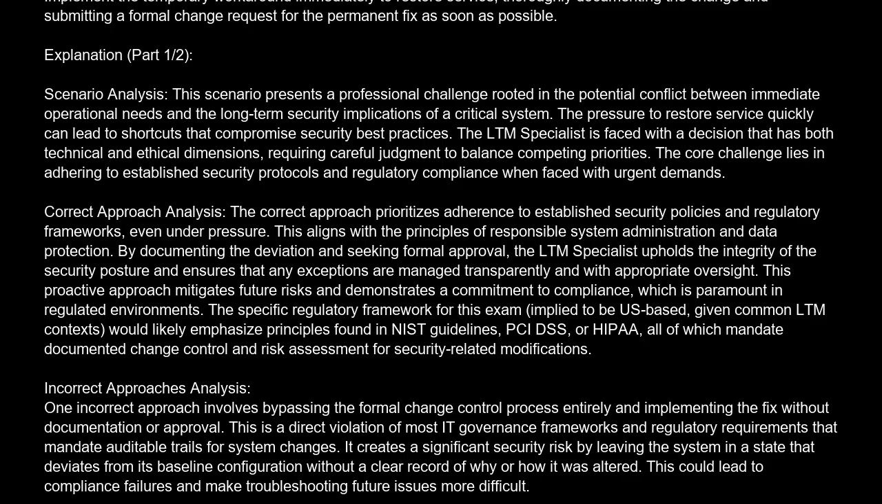Incorrect approaches analysis. One incorrect approach involves bypassing the formal change control process entirely and implementing the fix without documentation or approval. This is a direct violation of most IT governance frameworks and regulatory requirements that mandate auditable trails for system changes. It creates a significant security risk by leaving the system in a state that deviates from its baseline configuration without a clear record of why or how it was altered. This could lead to compliance failures and make troubleshooting future issues more difficult.